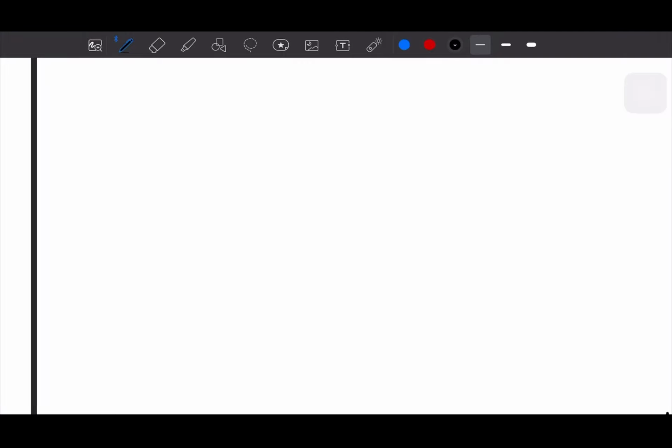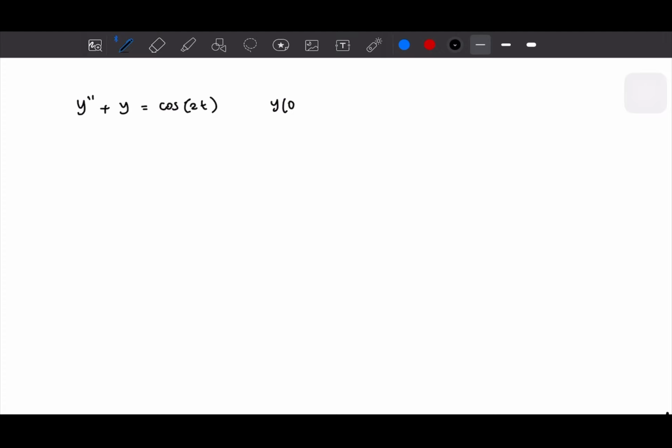Okay, let me give you a review on how to solve the differential equation using Laplace, as we discussed in Thursday's class. So we take y double prime plus y equal cosine 2t, okay? And we have the conditions, this and one more, because it's second order, so we need two initial values. So we have that.